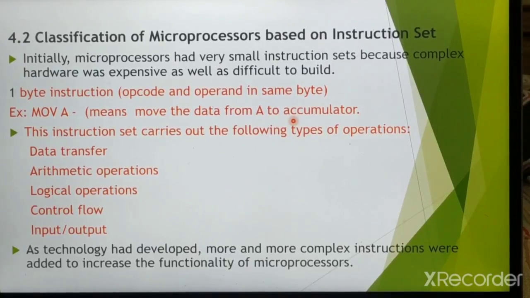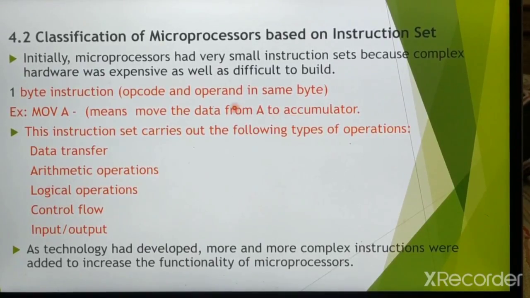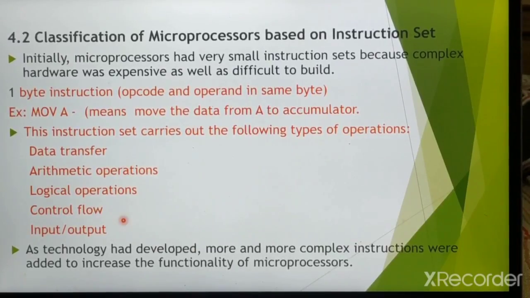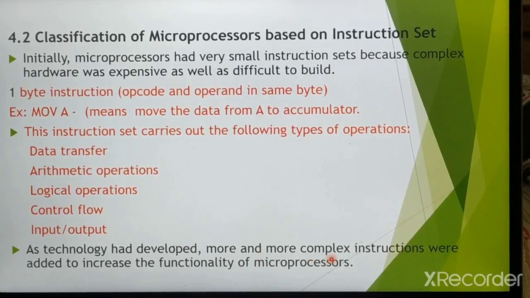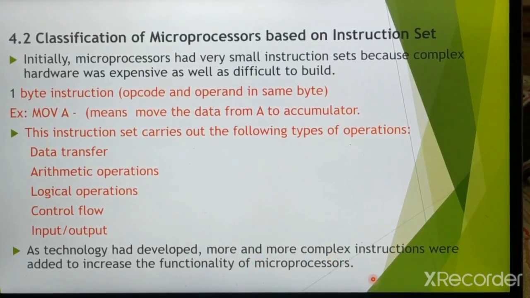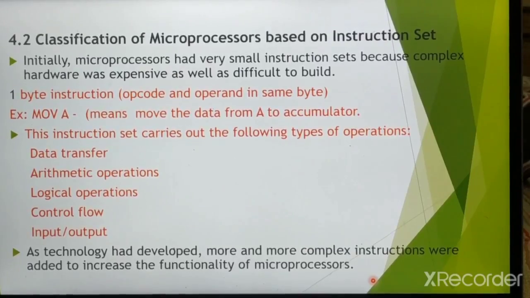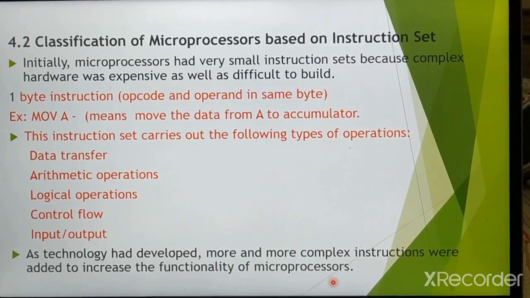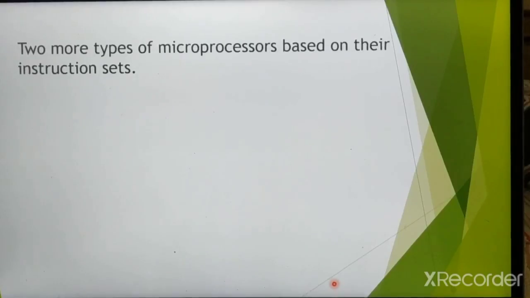Like this we have 2 byte instructions. In a 2 byte instruction we have both opcode and operand with the same byte size. Like this we have 3 byte instructions. When the number of instructions increases, the complexity of hardware also increases. As technology developed, more and more complex instructions were added to increase the functionality of the microprocessor. So the simple processor is expensive and difficult to build also. It also takes more time and more memory space in RAM.